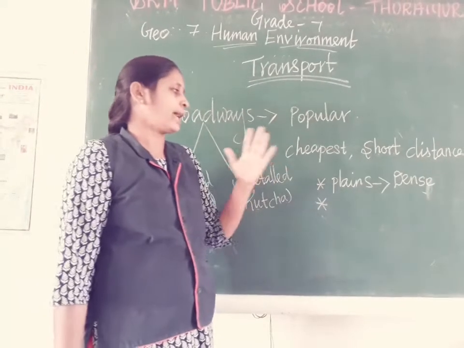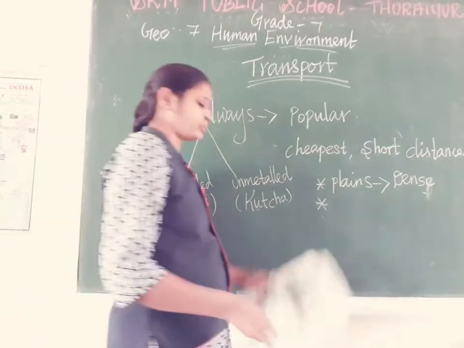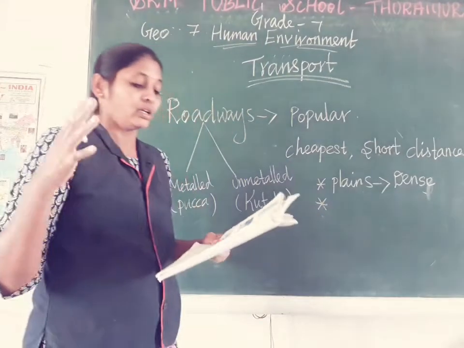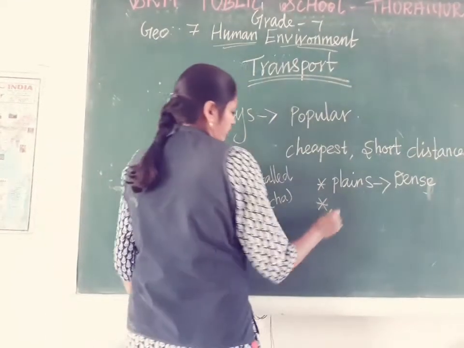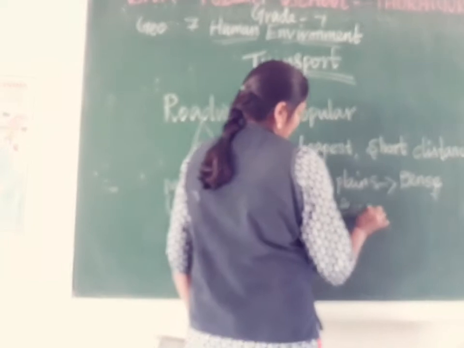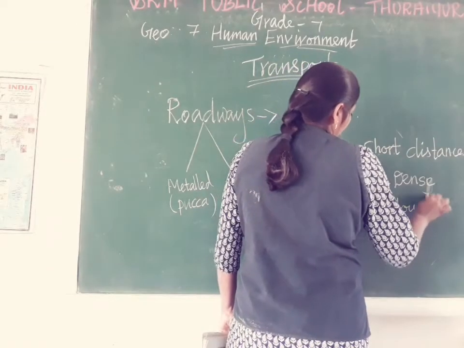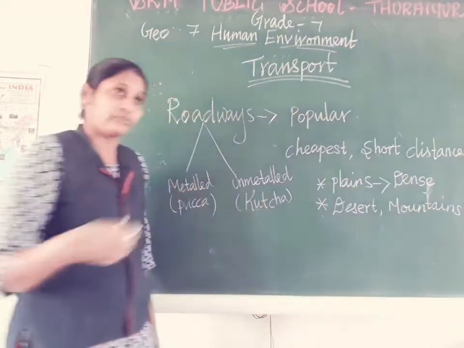Okay, so in the plains, the maximum number of people use roadways only. Even in the desert we have roads. In the mountains too, our government is making roads, in deserts and mountain regions, which are very difficult areas to reach.